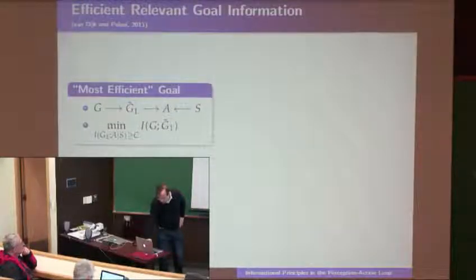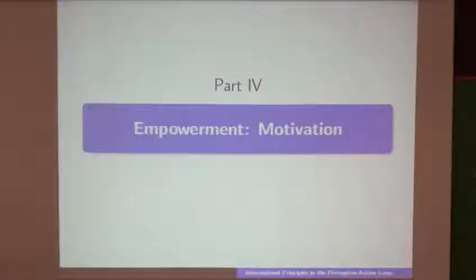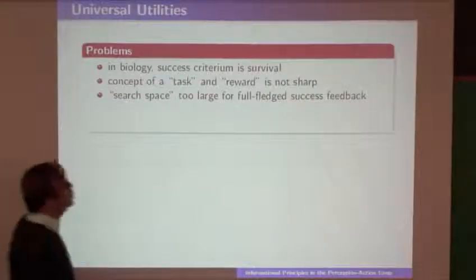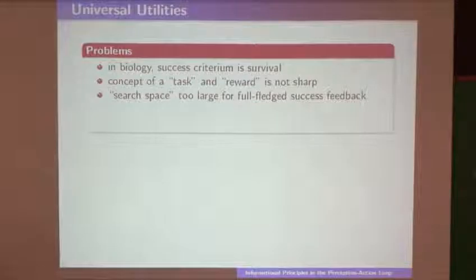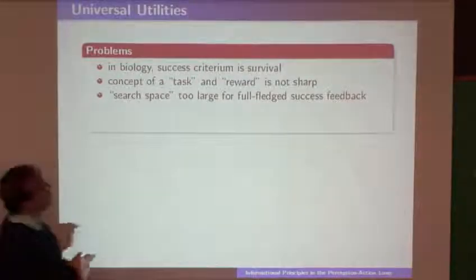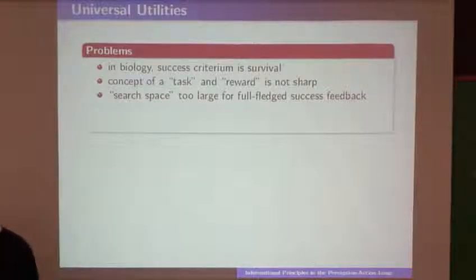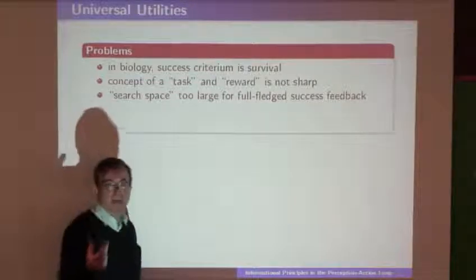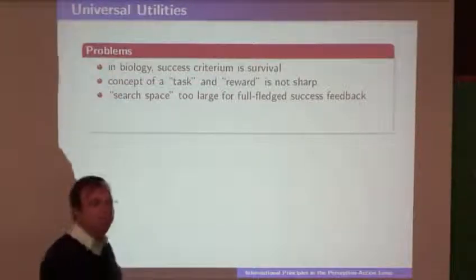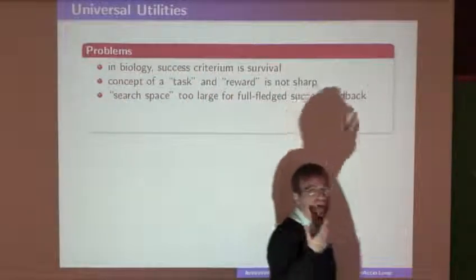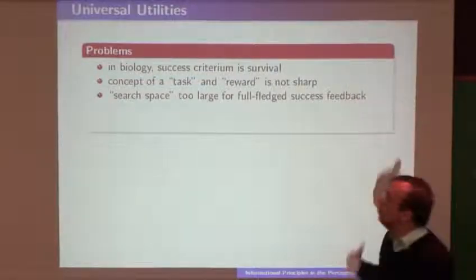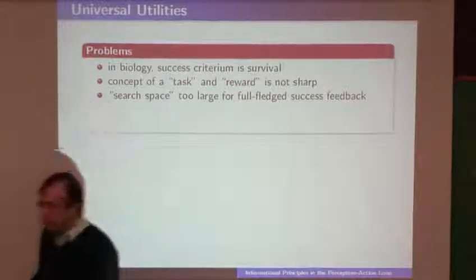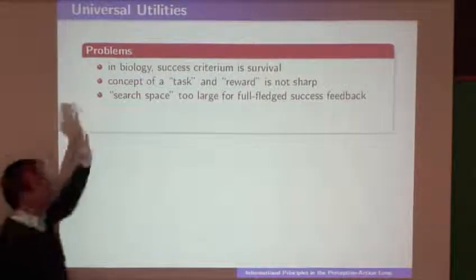So I'll skip this because although this is interesting, I want to get to empowerment in the very last phase of my talk, which is another application which also shows that information theory can be very useful to model cognition and agent behavior. So one of the arguments behind the whole thing was, in biology you have a success criterion which is survival, okay? Now, we pretend there are tasks and rewards, but this is not really true. This is an abstraction that we use because it makes it easier to code machines. But in nature, the concepts of task and reward are not very clear. Of course, eating is always good and drinking is always good, but apart from that, it's not really clear what to do. And the search space is massive, it's huge.